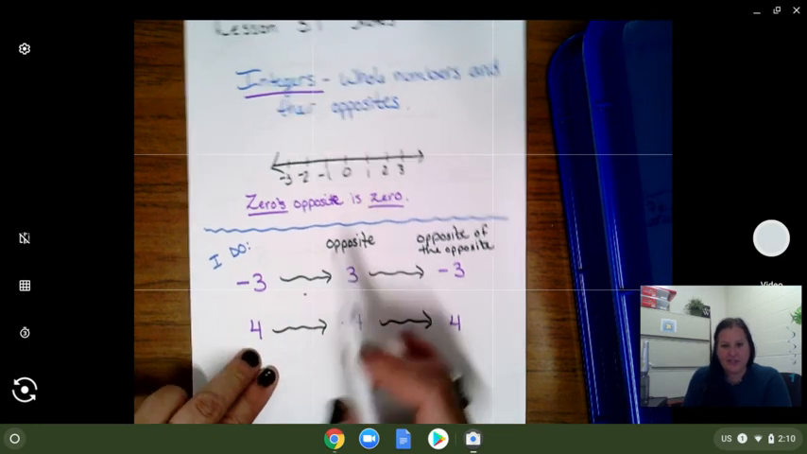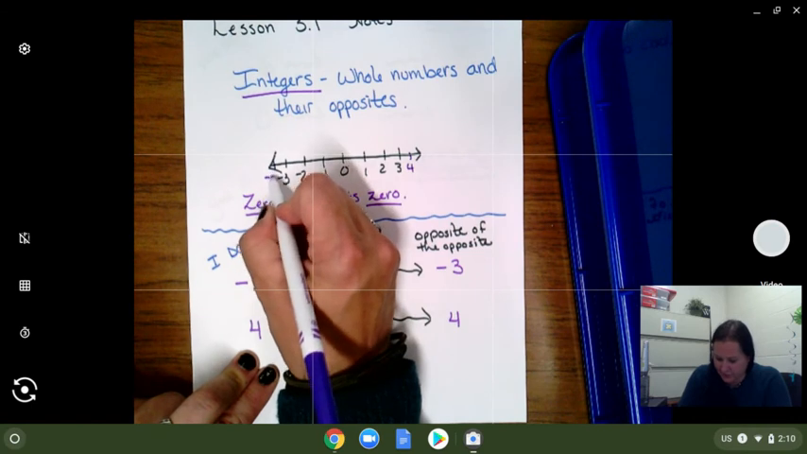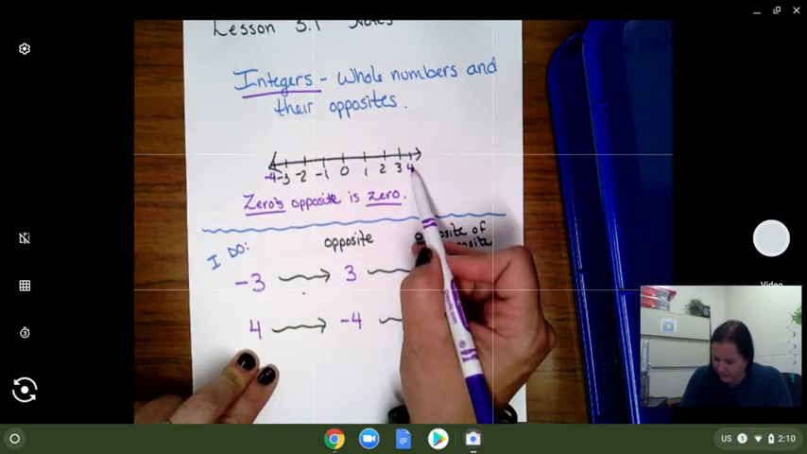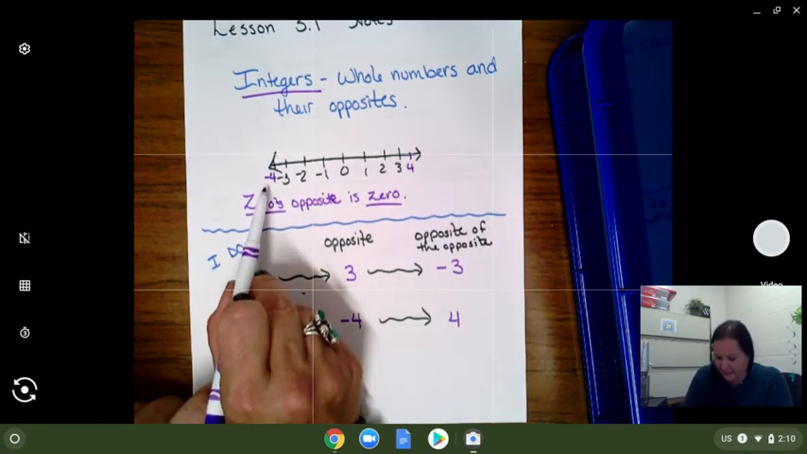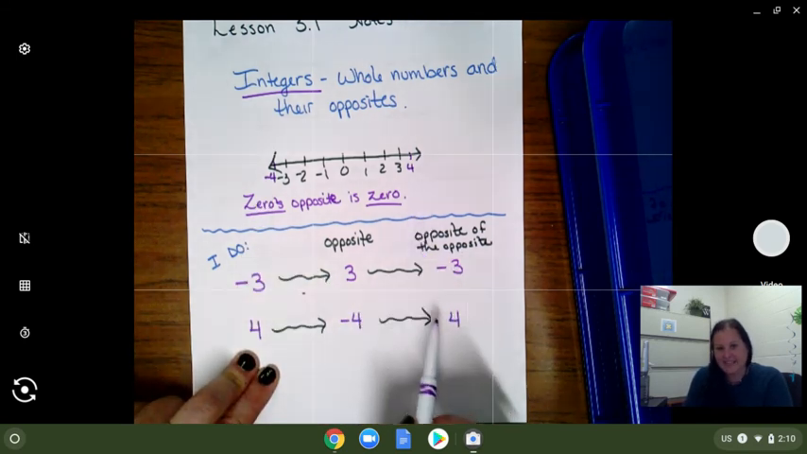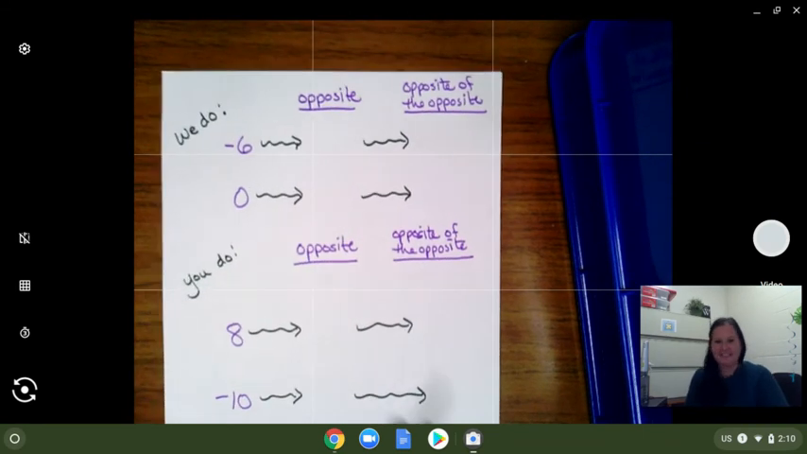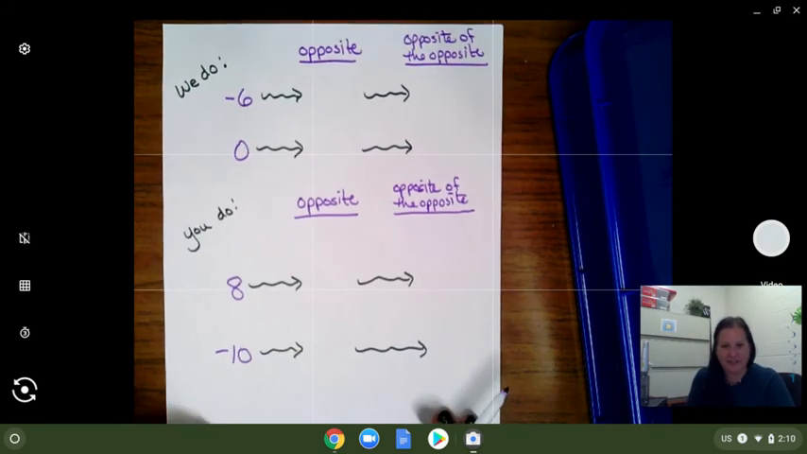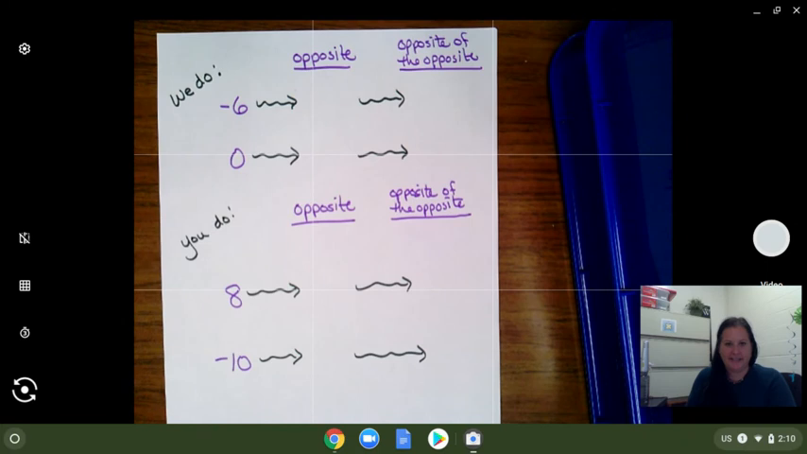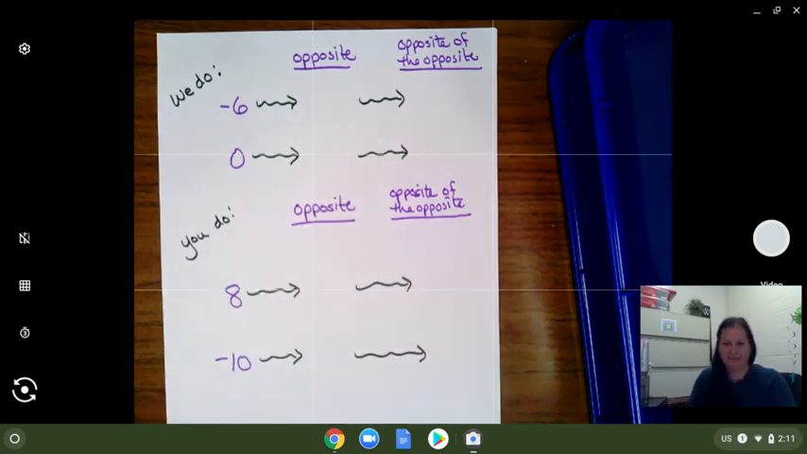So here, if we started at a 4, let's add a 4 on here just to have a visual model. We start at 4. The opposite is a -4. The opposite of that opposite is a +4. Let's have you guys pause your video and write this down and try these. You're going to try to do the opposite and the opposite of the opposite.